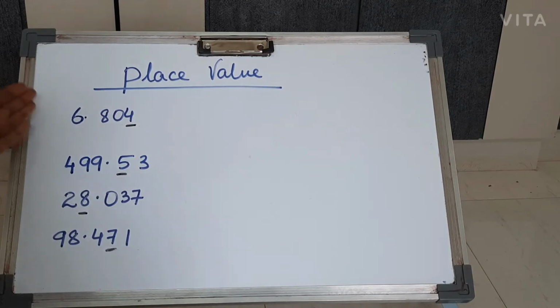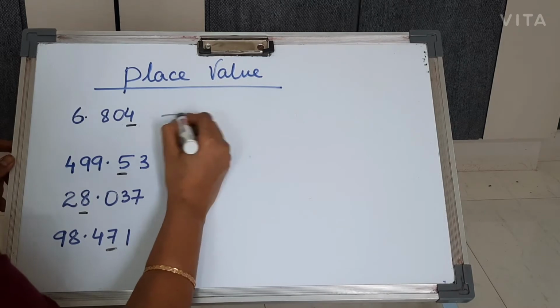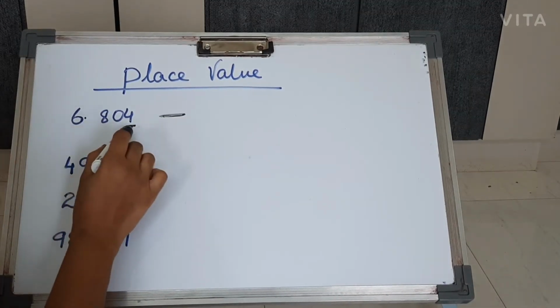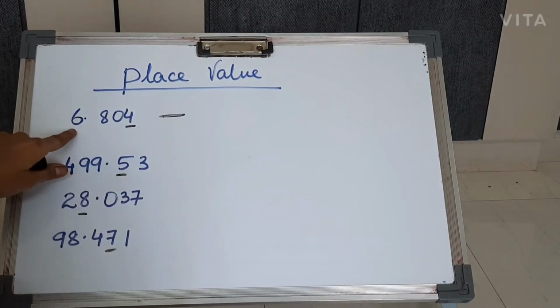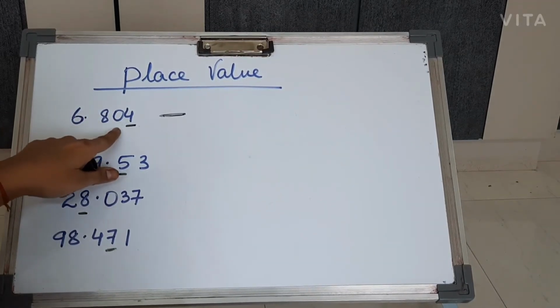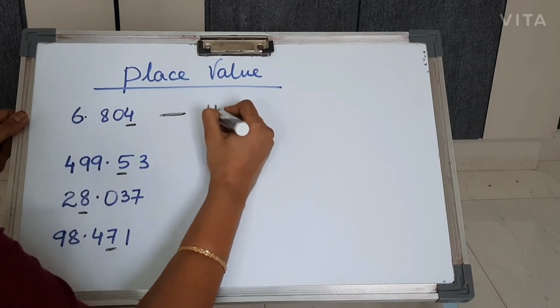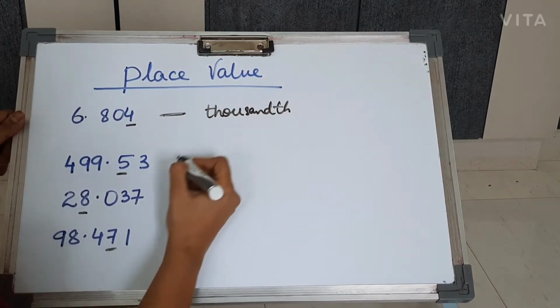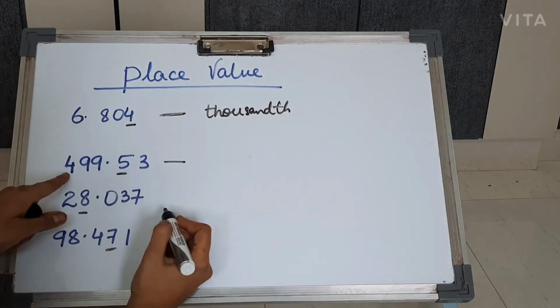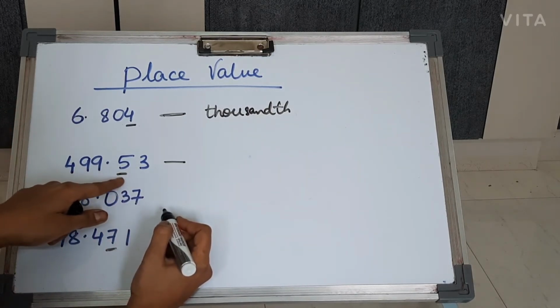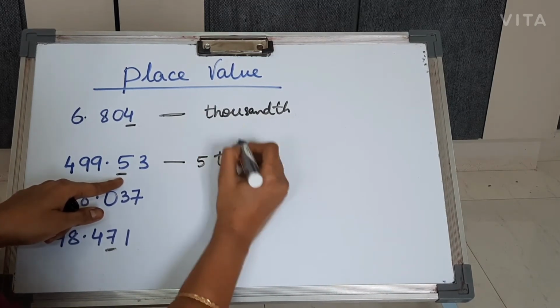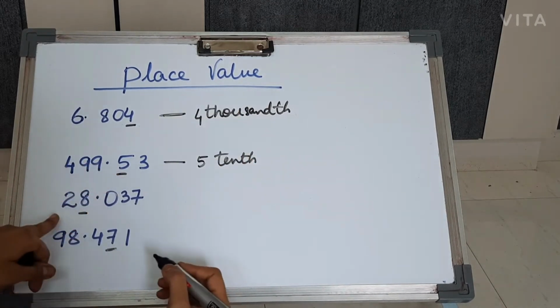Now what will be the place value of these numbers? I have taken some random examples. Let's see. The place value of 4 in 6.804 will be what? This is ones, after the decimal it will be 10th, 100th, 1000th. So the place value will be 4 thousandths. Next, 499.53. So the place value of 5 will be 5/10.